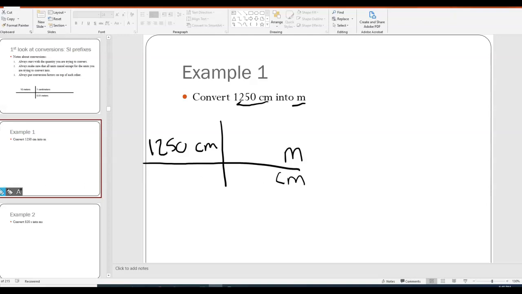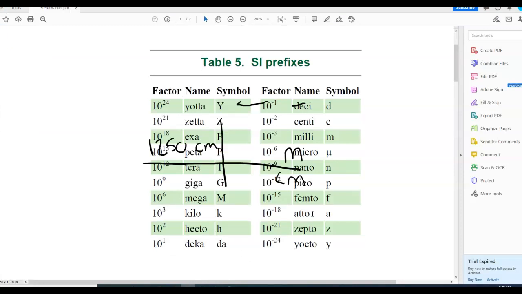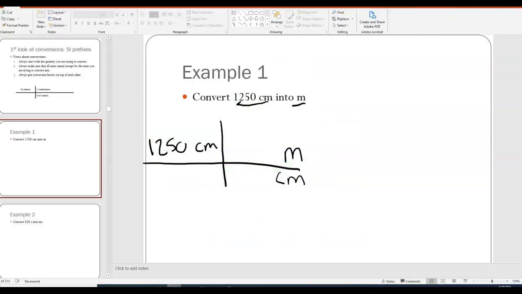Now, you should know what centi is, and if you don't, I would highly recommend you spend some time familiarizing yourself with the prefix chart. But if you don't, you can look at this chart over here and see that centi is 10 to the power negative 2. And what that means, remember, is that 1 centimeter is 10 to the negative 2 meters. Okay, that's how that chart works. Remember, centi is a straight replacement for 10 to the negative 2.